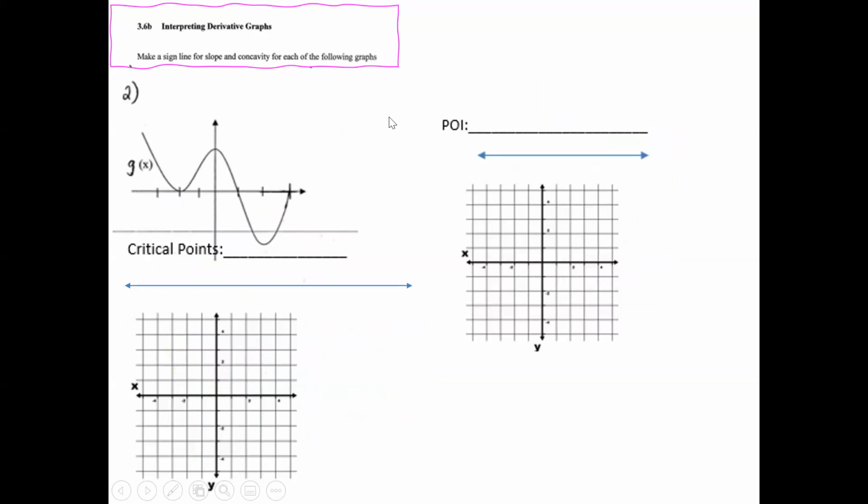All right, so then let's take a look at example 2. For example 2, go ahead and pause the video and give that a try on your own.